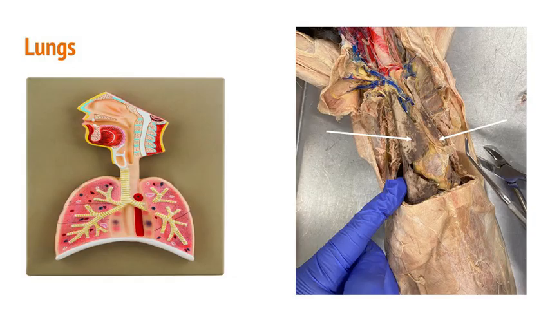The next structure that I'm going to talk about is the lungs. And the lungs are the primary organs of the respiratory system, and their main function is to facilitate gas exchange or respiration, which is essential for life.